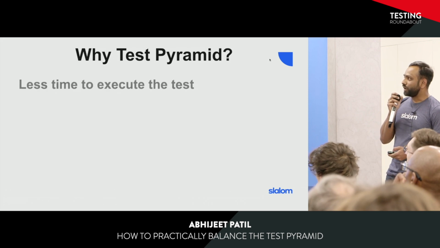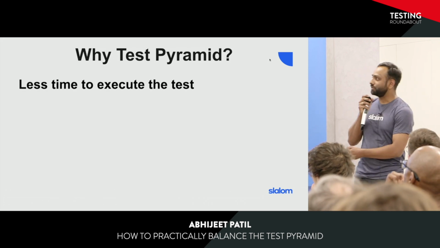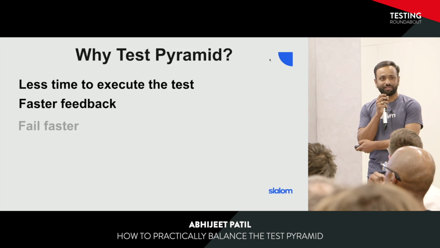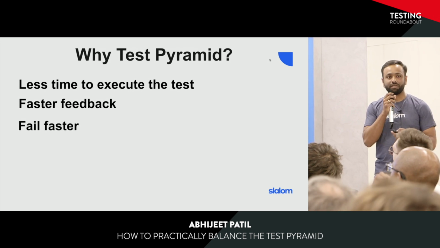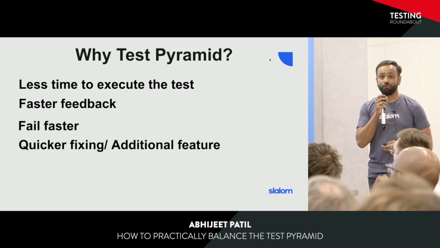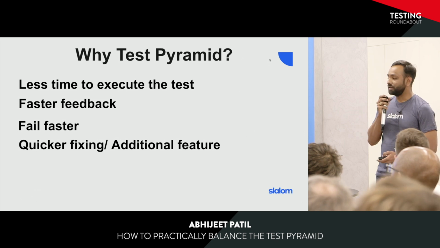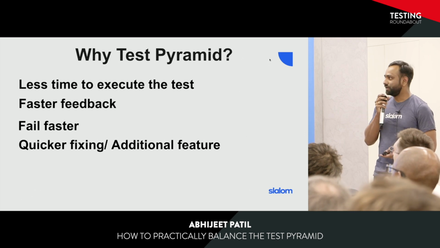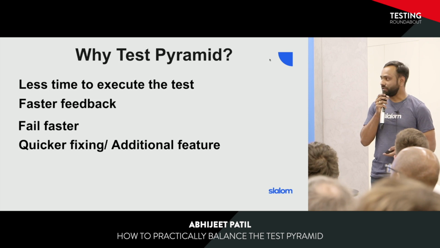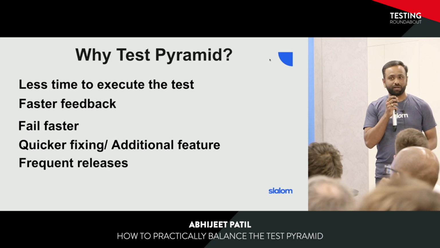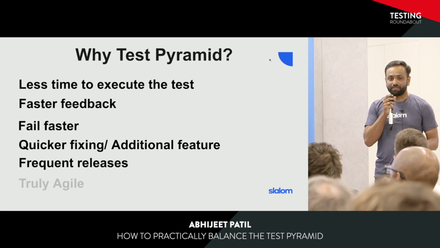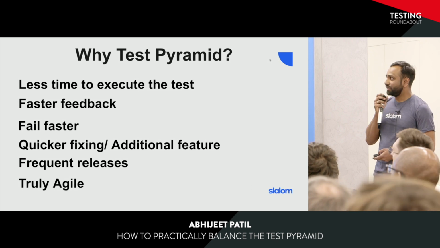So why do we have the test pyramid? I think you must obviously know all these things. We want to have faster feedback. Faster feedback means you fail faster. Once you fail faster, you're going to fix it faster, or you are going to add more features faster, and that means frequent releases, right? And that is true agile for us.